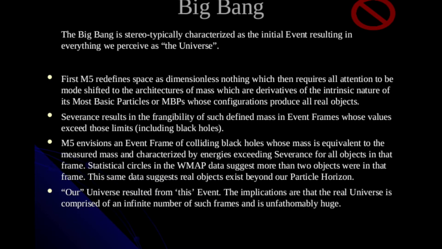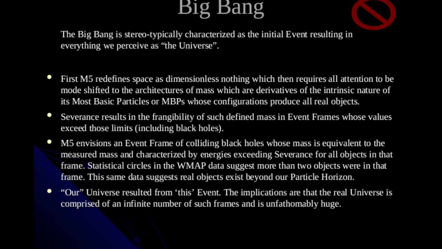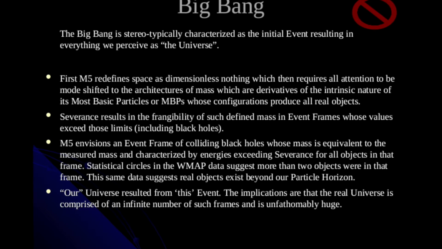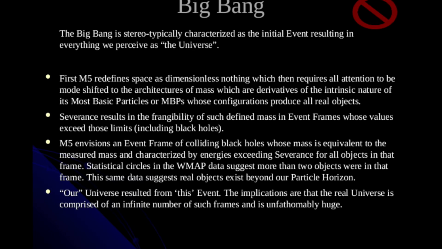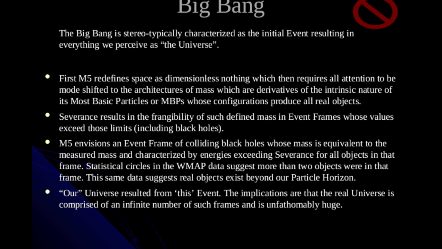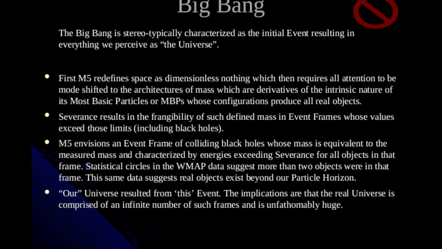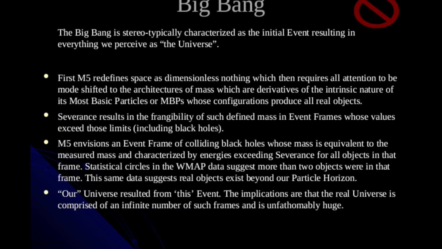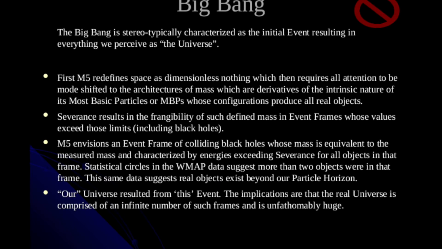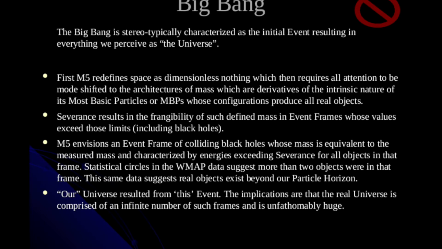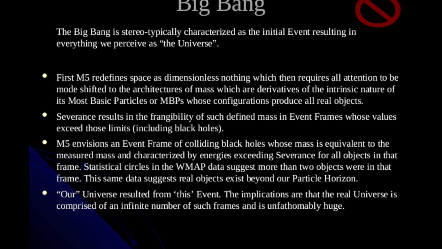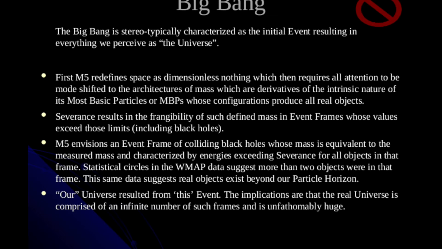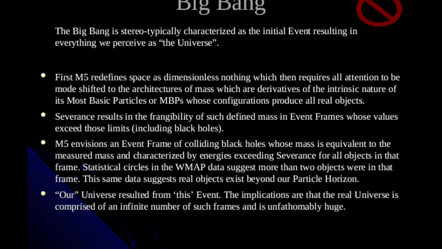It's not a quantum mechanical fluctuation in a finite region of space, for example, as M1 might describe it, but M5 envisions the event frame of colliding black holes whose mass is equivalent to the measured mass and characterized by energies exceeding severance for all objects in that frame. So in this case of the Big Bang, those total masses would be the total mass of what we are measuring now inside of our particle horizon with the WMAP effort.